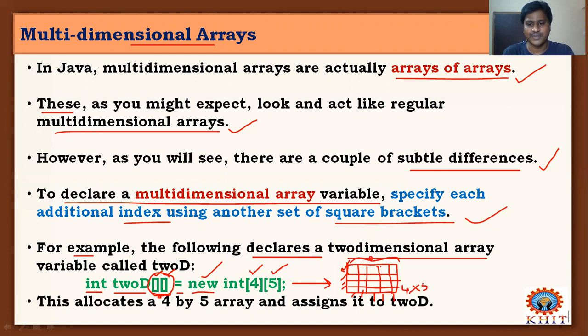In the matrix point of view, the first value indicates the row of the matrix. A row is a horizontal set of elements. The second value indicates the column of the matrix. Here this allocates a 4 by 5 array and assigns it to twoD. And we'll see an example.